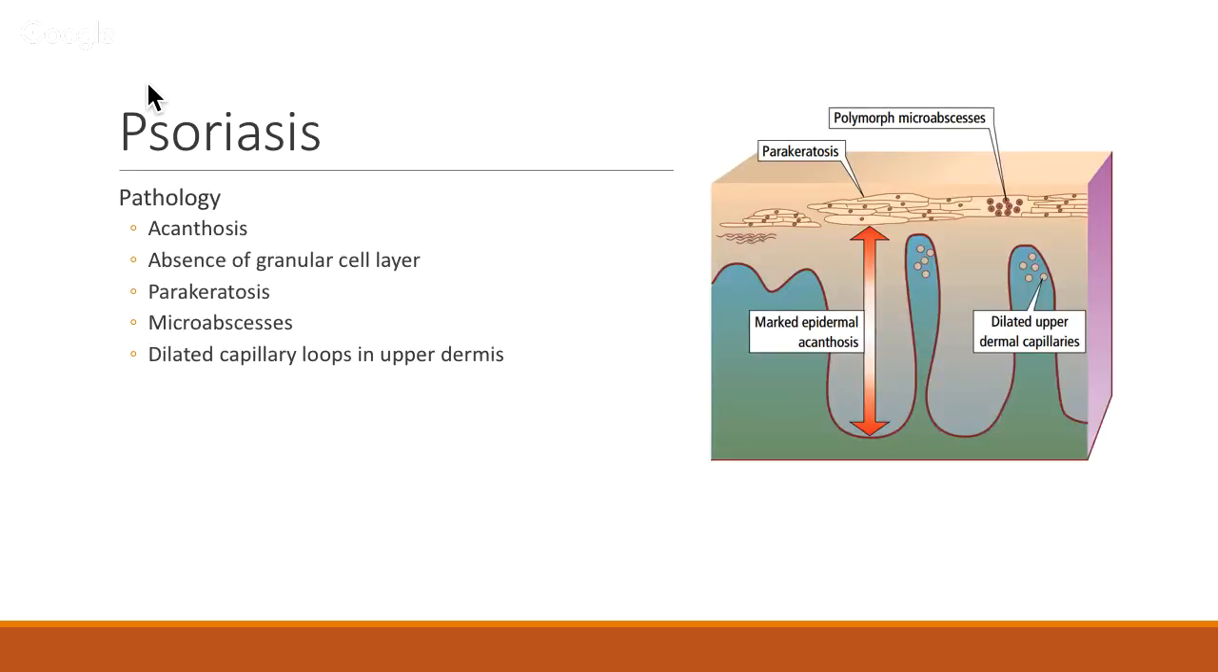So in terms of the pathology of psoriasis, you get thickening of the epidermis, so it causes acanthosis, absence of the granular cell layer, parakeratosis, which is essentially retention of the nuclei in the cells of the horny layer, microabscesses, neutrophils and pus in that granular and horny layer as well, and dilated capillary loops in the upper dermis.